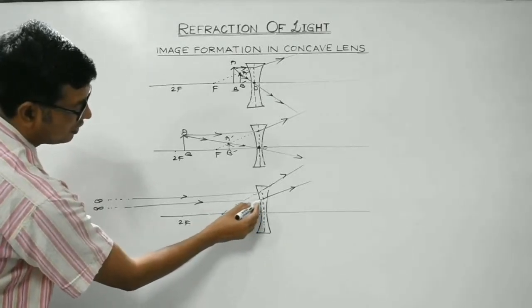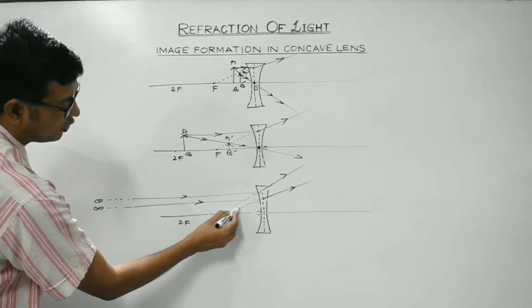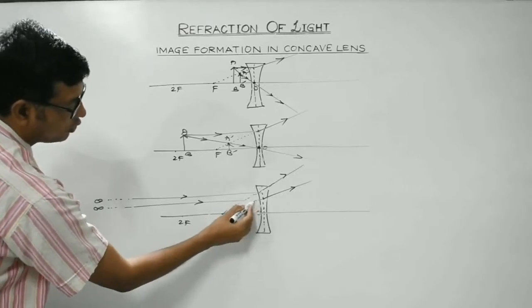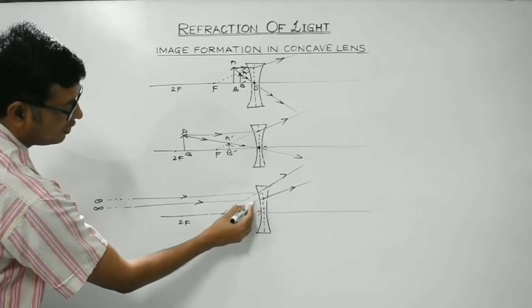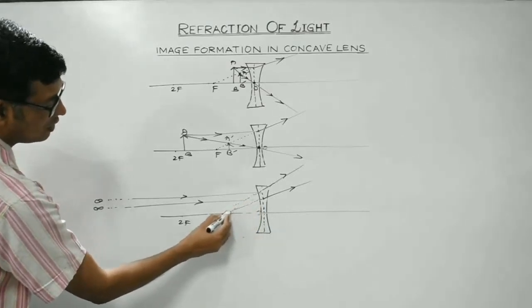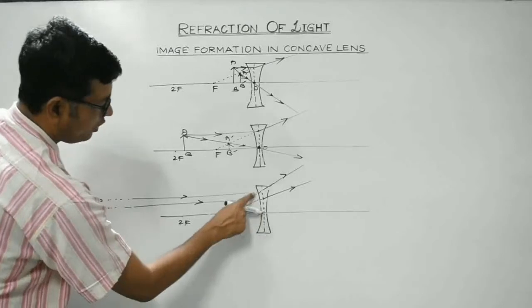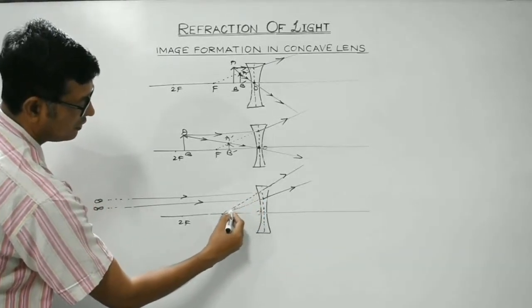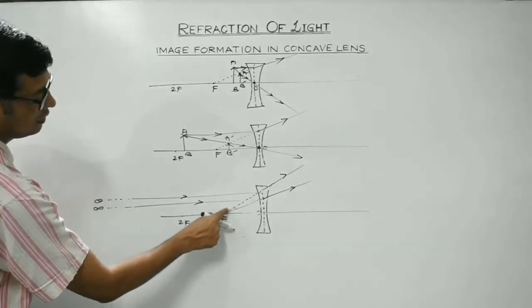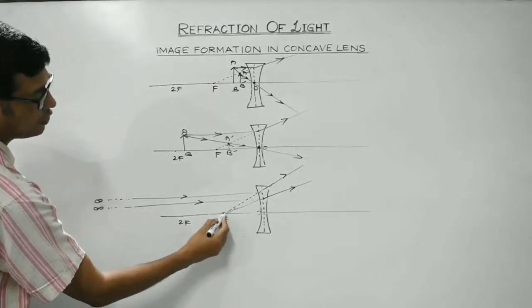So students, it is advisable and preferable for you to make use of a ruler and scale. Avoid any sort of freehand diagram. It's like this. So indicate by dotted lines. Okay. So here the point size image will be formed.